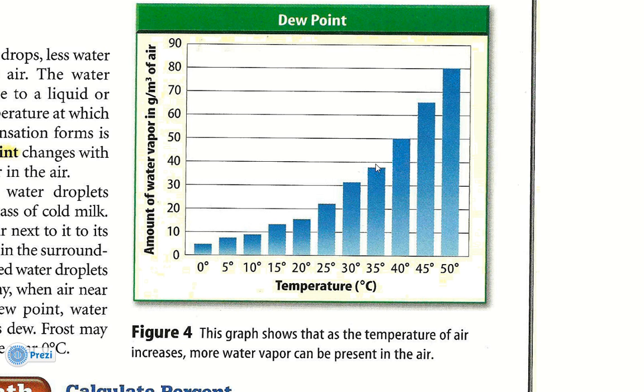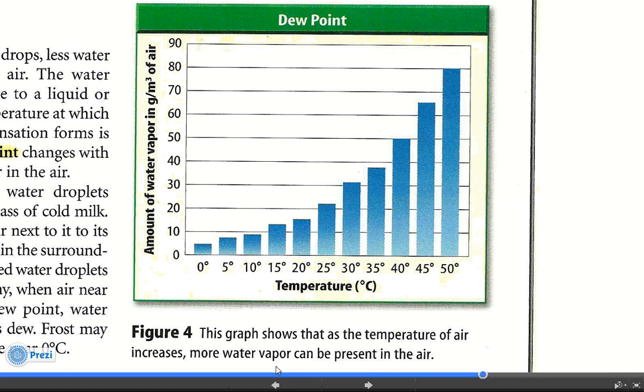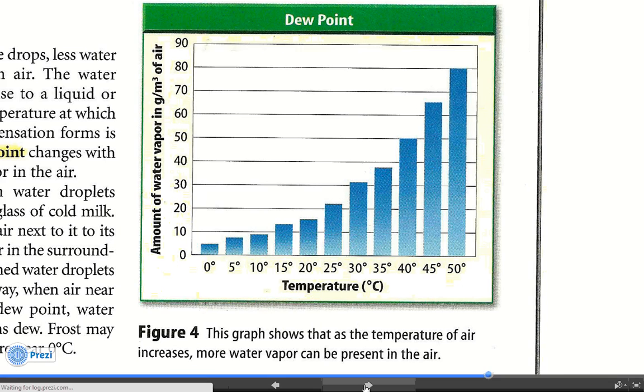So these are the numbers that indicate what the saturation point is. At 40 degrees Celsius, the air can hold 50 grams per cubic meter of water vapor. If it only held 25, then it would be at 50%. You just get a general idea of this in the terminology.